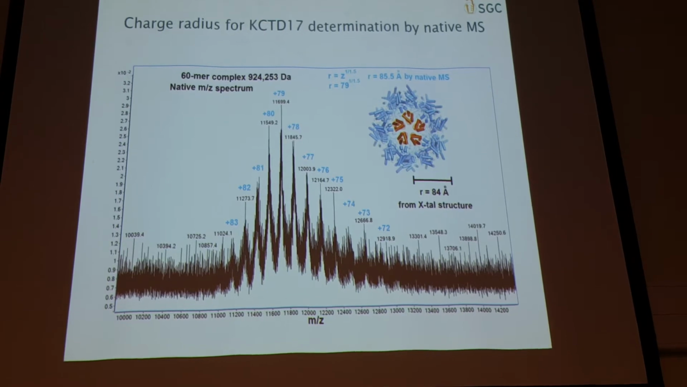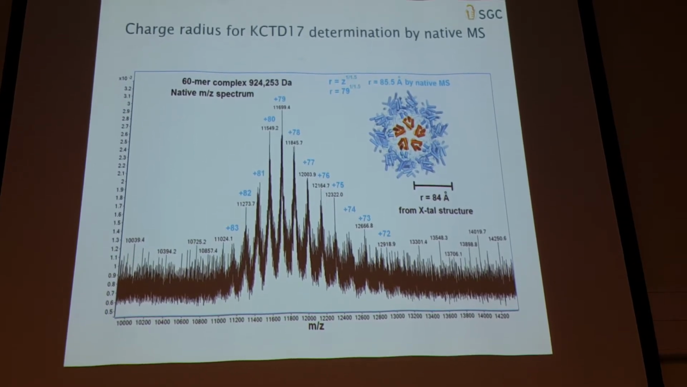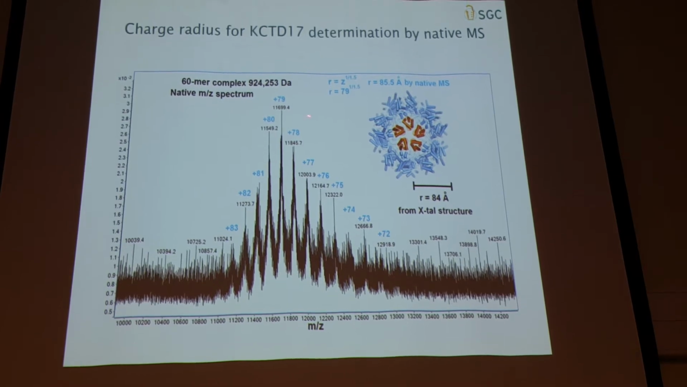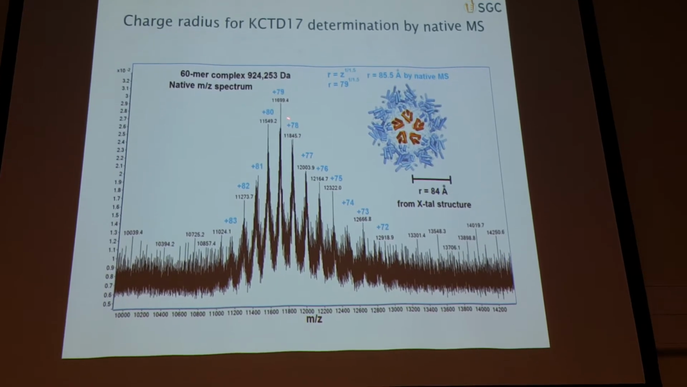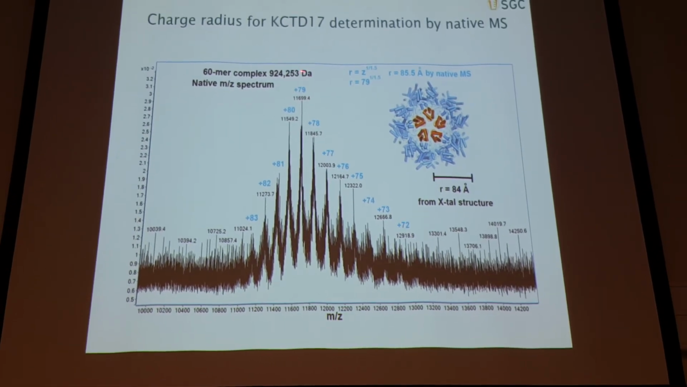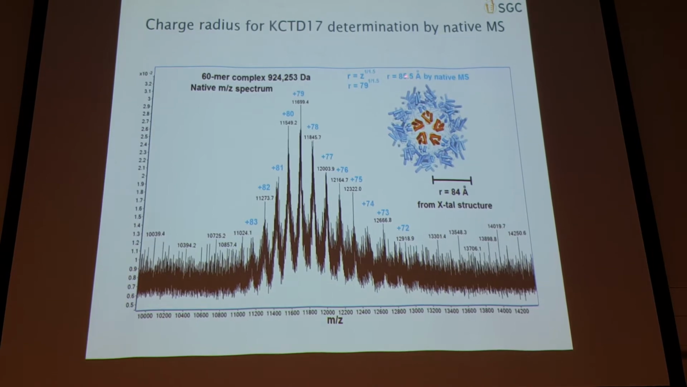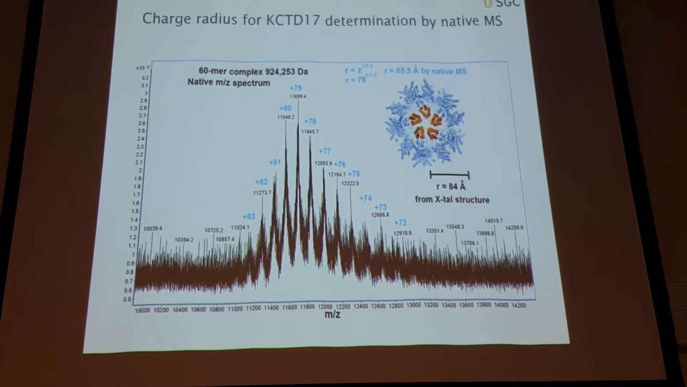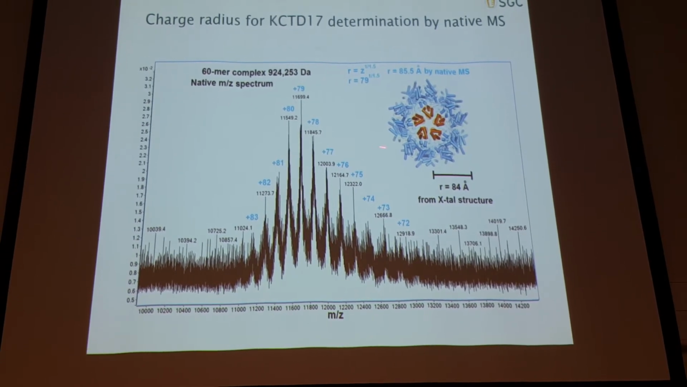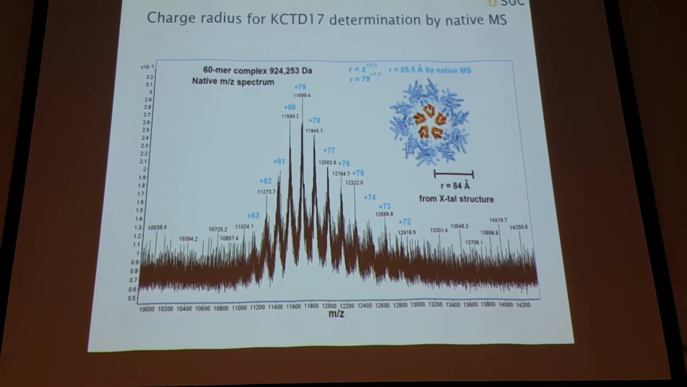I don't know if it has any biological relevance, but it forms this structure, and we have a crystal structure for it. When we put this in the native mass spec, we can measure the average charge state here, plus 79. We can put it into that formula, and we calculate that the radius is 85.5 angstroms. If you then measure the radius from the crystal structure, it's almost exactly the same.